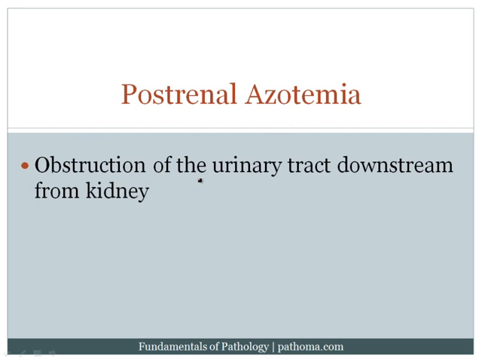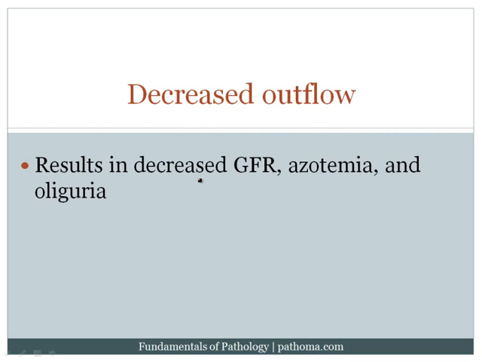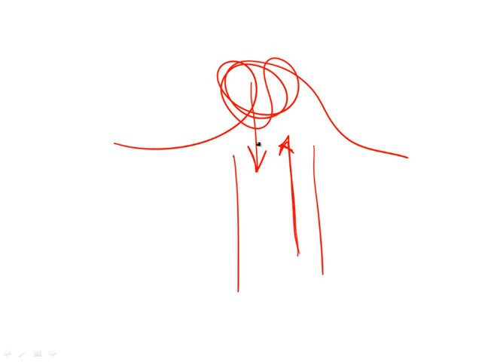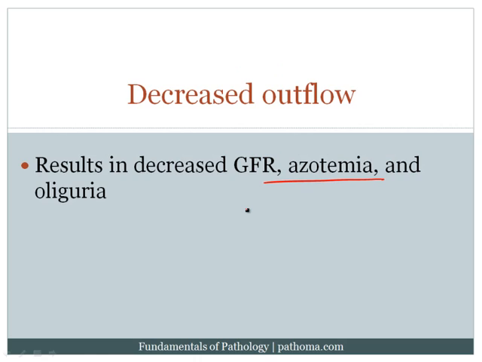In post-renal azotemia, you have obstruction of the urinary tract downstream from the kidney. This decreased outflow results in a back pressure, which then decreases the GFR. We can illustrate this as follows. If this is the glomerulus here, and this is the tubule draining the glomerulus, there is a back pressure going this way, and there is a glomerular pressure going this way. This back pressure will decrease the glomerular pressure so that you won't be able to filter as much. Again, decreased outflow and the back pressure will result in a decreased GFR. If there's a decreased GFR, we'll also develop azotemia, because nitrogenous waste products will build up in the blood, and we'll also develop oliguria because we won't be producing as much urine.